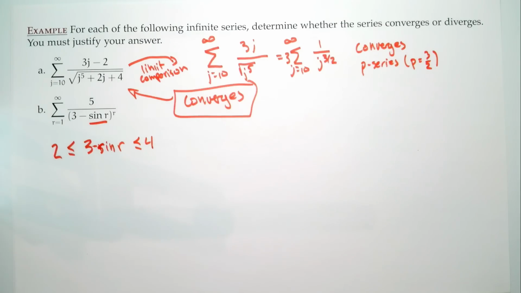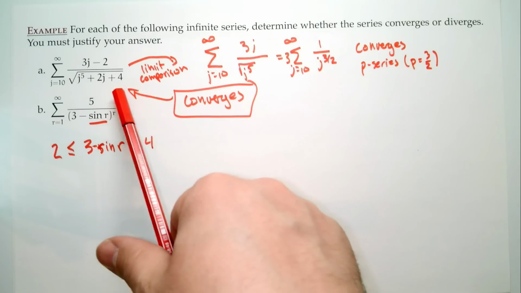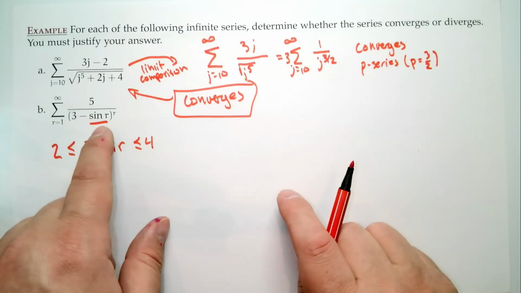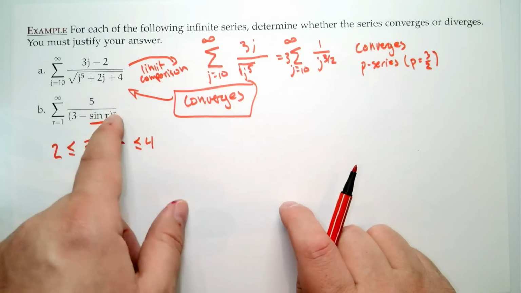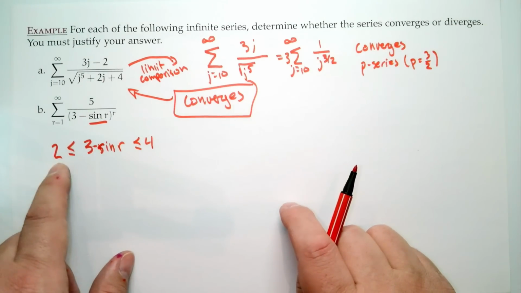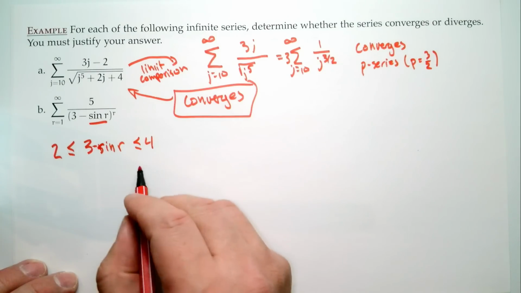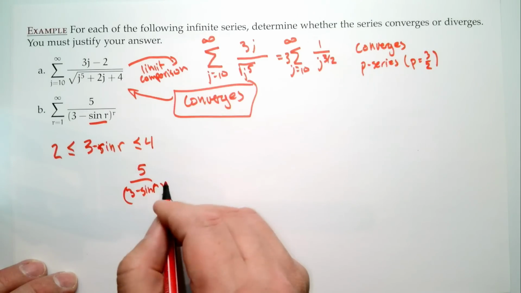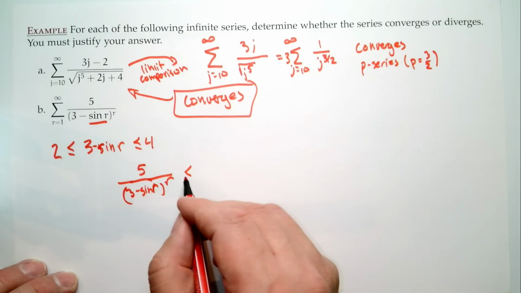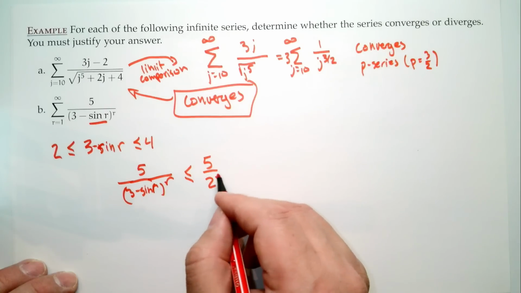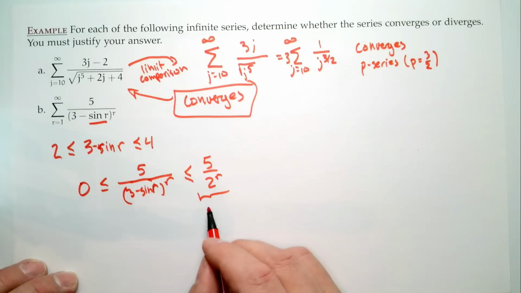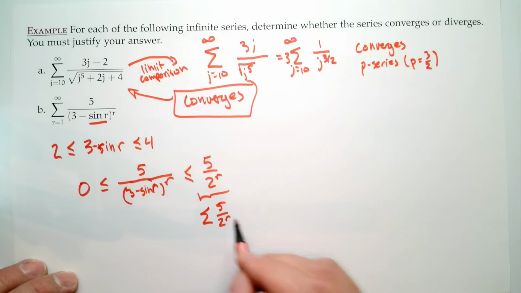So in the worst case scenario, the largest that this part could ever be is something over 2 to the r. Now when I say largest, if I want the whole thing to be large, I want the downstairs to be small. So that's why I'm pointing to the 2. So 5 over 3 minus sine of r, to the r power, is below 5 over 2 to the r. And it's certainly above 0. What do we know about the summation of 5 over 2 to the r? Does this converge or diverge?